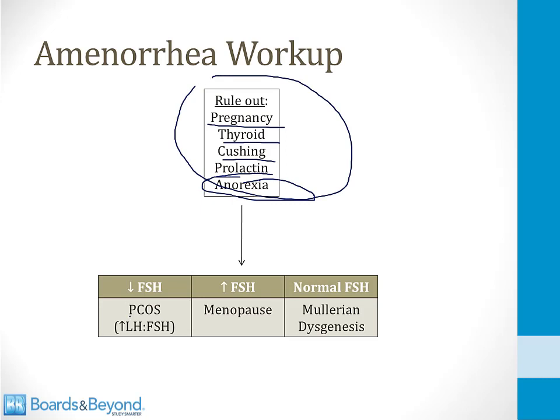The FSH level will be low in PCOS, or if it is normal, there will be a high ratio of LH to FSH. The FSH level is high, conversely, in menopause, and then you see a normal FSH level in Müllerian dysgenesis or some anatomic problem with uterine outflow and menses. And that concludes our module on the menstrual cycle.